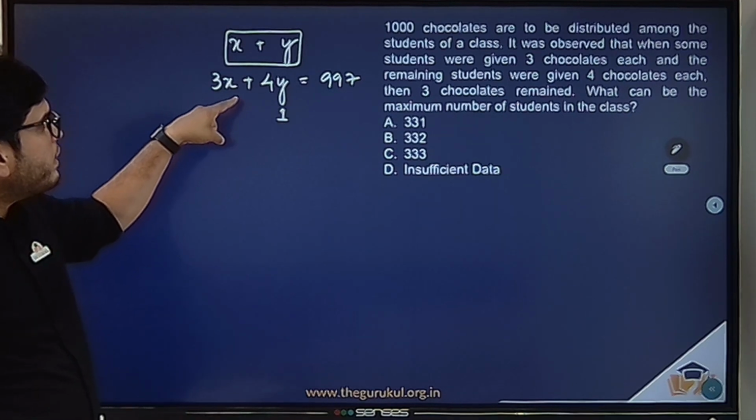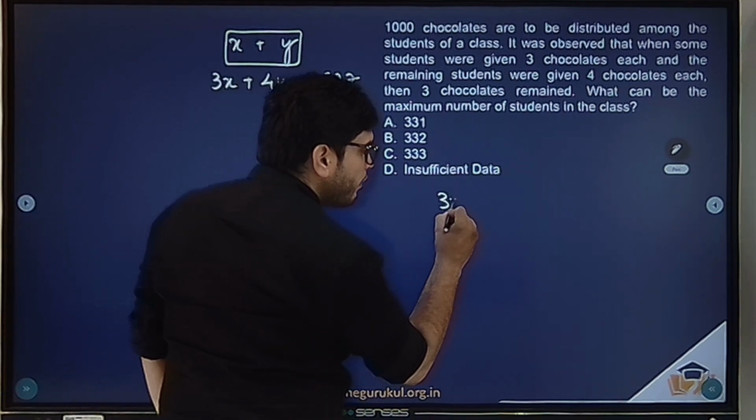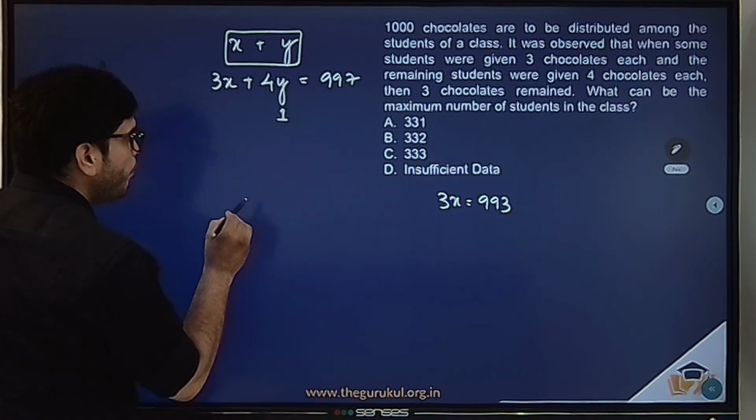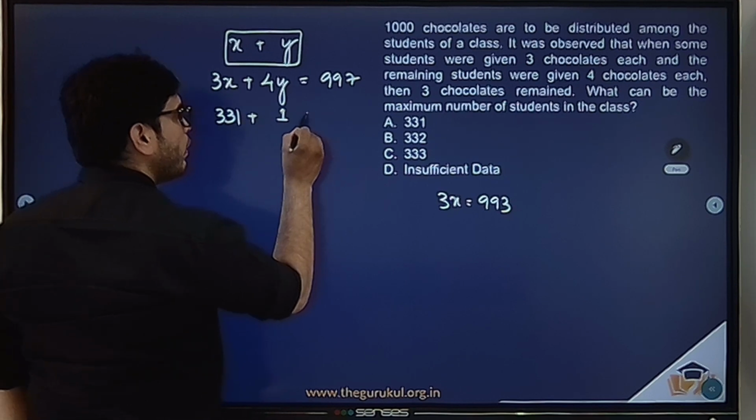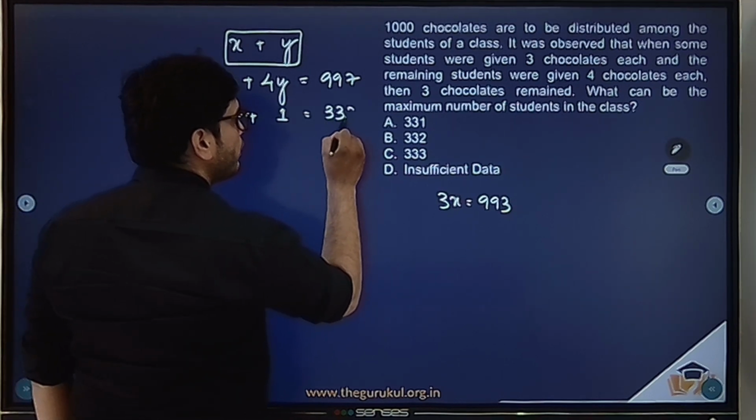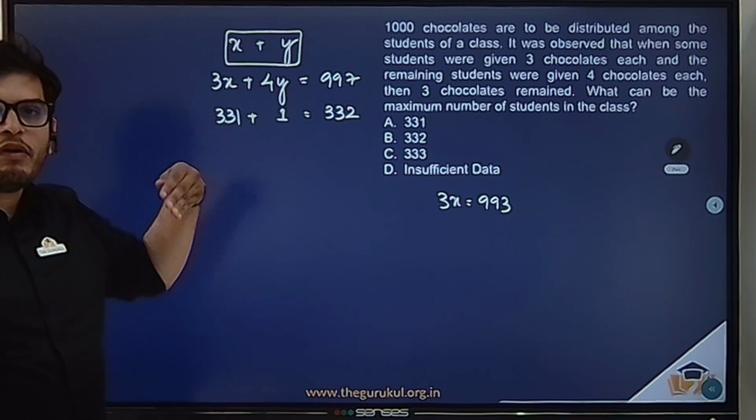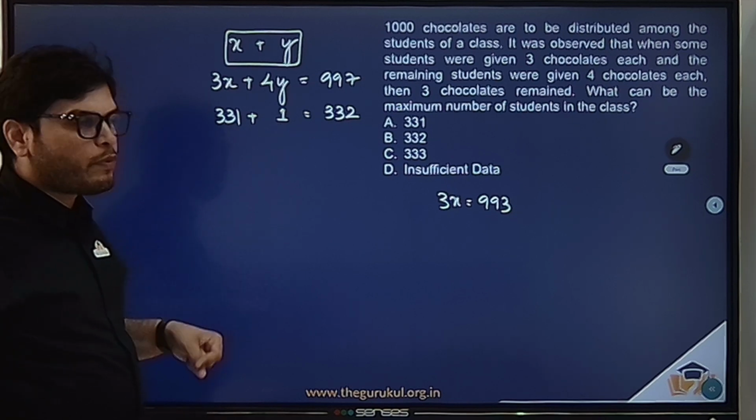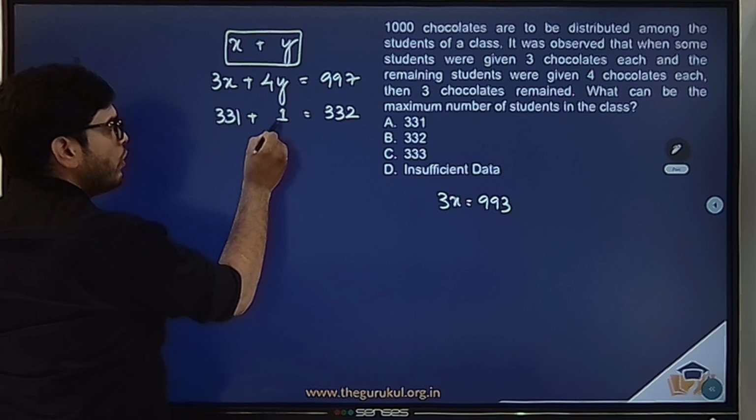Right. So 3x plus 4 is equal to 997. So the value of 3x would be 993 and the corresponding value of x would be 331. So 331 plus 1 is equal to 332. Right. So in this case, we are getting the total number of students as 332. Now once you have this, you can easily find the next value. You can obtain the next value by adding 1 to the coefficient of x. So 1 plus 3.